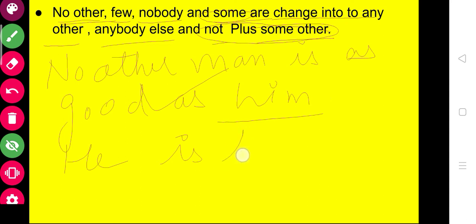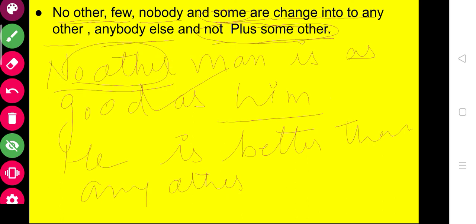He is better. Okay, in this case, because it is the negative statement, it will turn into positive. No, he is better than any other. No other will change into any other. No other is changed into any other man.